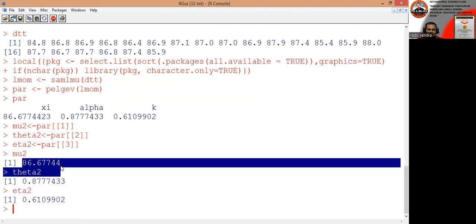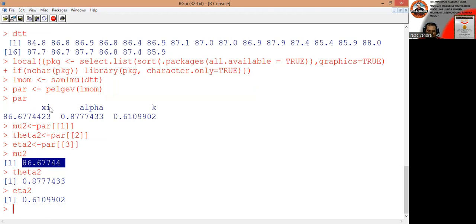MU2 represents the C parameter, theta 2 represents the alpha, and eta 2 represents the kappa. Okay, we have succeeded in estimating the parameters for the GEV distribution.